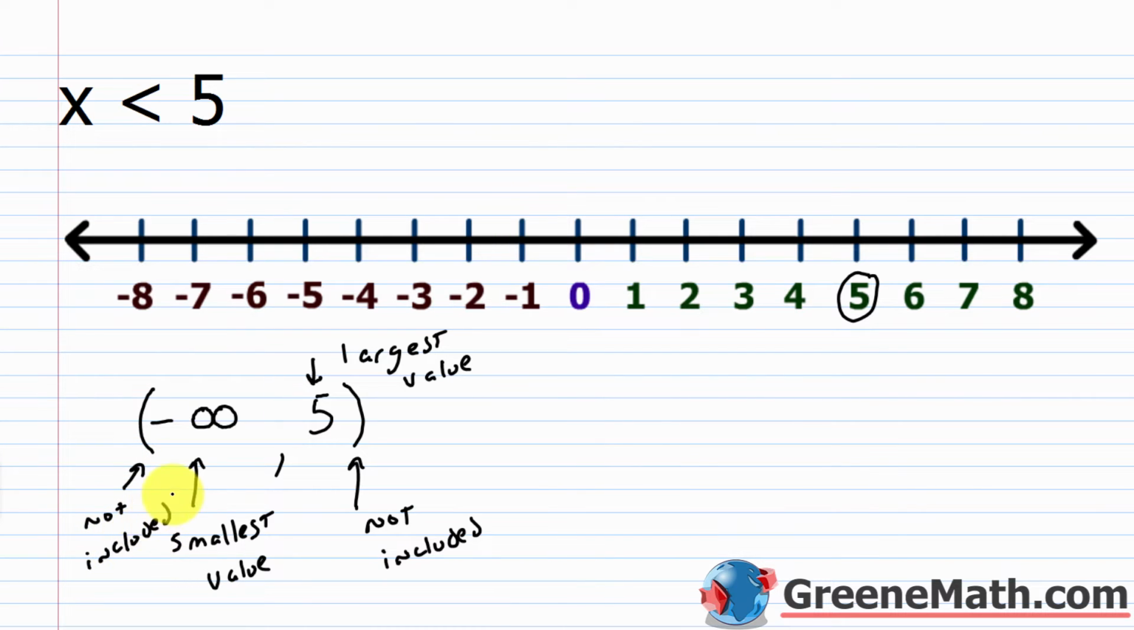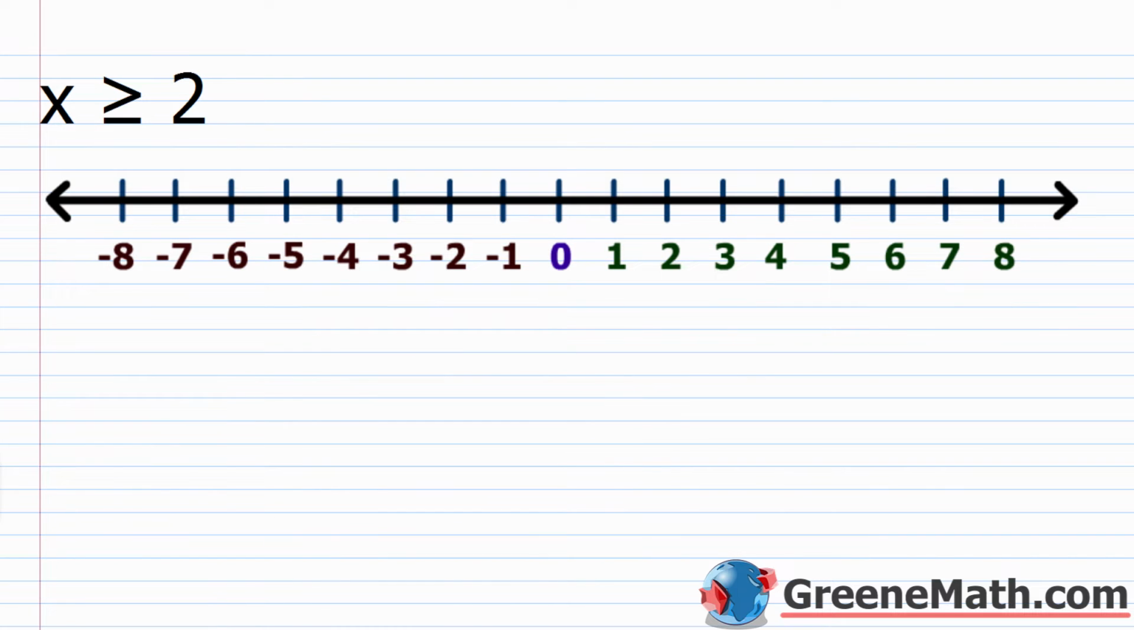And then graphically, it's basically the same thing. Now I'm using a parenthesis at 5 to say that 5 is not included. But notice how now I'm going to point the parenthesis towards the left because my solution goes to the left. And now I'm just going to shade all of this and then make sure you shade that arrow in to say, hey, this is going to continue forever and ever and ever in the left direction.